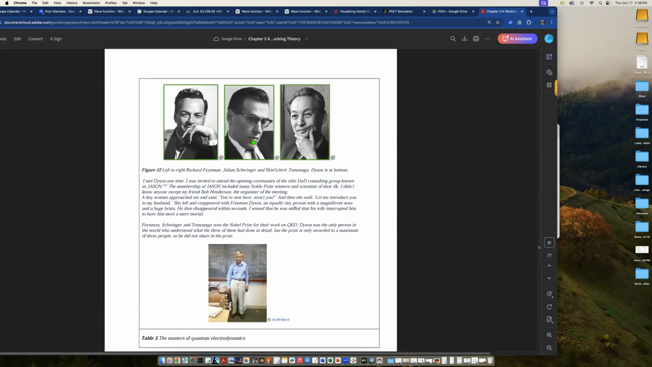Here's Feynman, Schwinger, Tomonaga. The interesting thing is, as I've already mentioned, they all three used different methods for computing magnetic properties of the electron. And when they got together, they could not explain to one another what they had done. There's one person who knew all three techniques, and that was this guy.